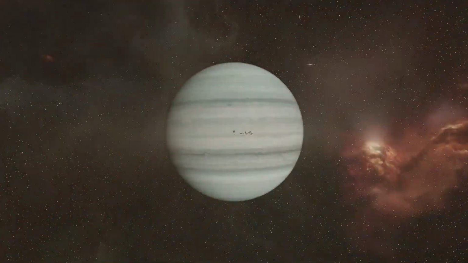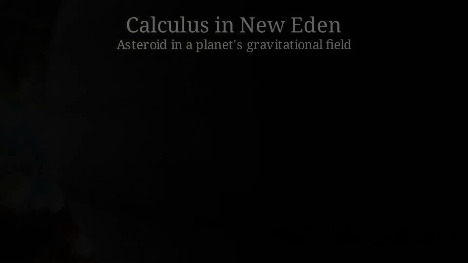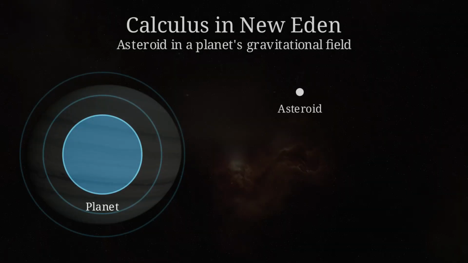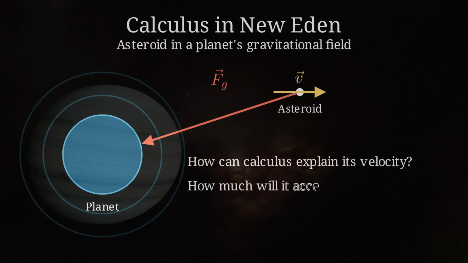Imagine an asteroid moving through the gravitational field of a planet. We use calculus to understand what happens to its velocity. How much will the asteroid accelerate? How fast can it become? To answer that, we first need a basic idea from mechanics.